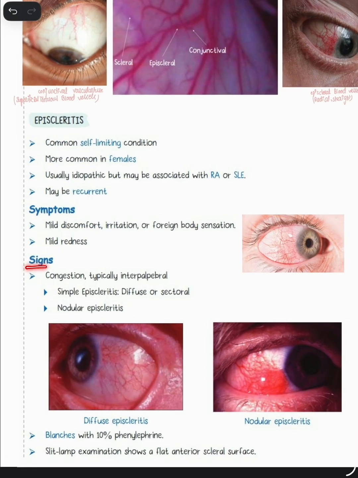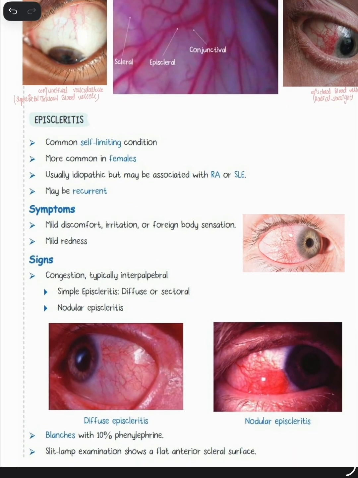In signs, there is obviously congestion of the blood vessels, but it can be of two types. The simple episcleritis can be diffuse or sectoral. It means that the whole of the eyeball is congested, or a part of the eyeball is congested. But in nodular episcleritis, which is the second type, a nodule appears inflamed and red.